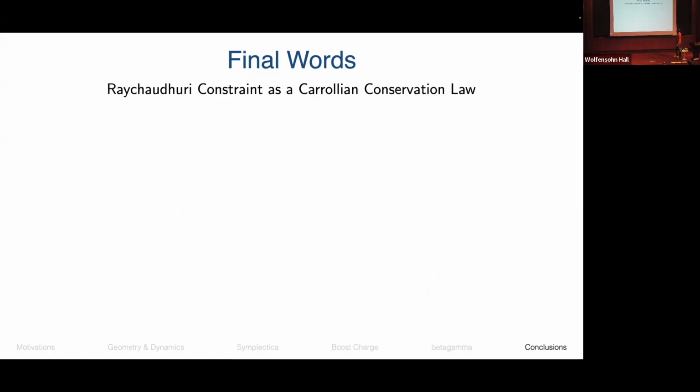Okay, so let me just recap what I did here. First of all, I showed that the Raychaudhuri constraint is a Carrollian conservation law. This goes back to the membrane paradigm, but reformulated in a more modern language. It also immediately showed that if I want a fluid interpretation, it's not a non-relativistic or Galilean one, but an ultra-relativistic one, so it's a Carrollian fluid, and this echoes previous works on the topic.